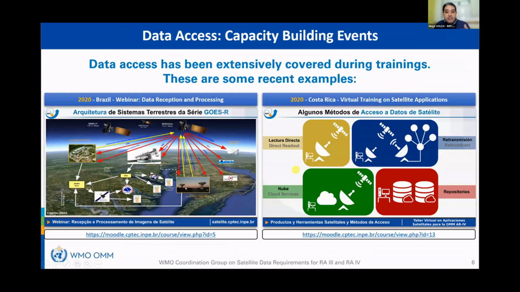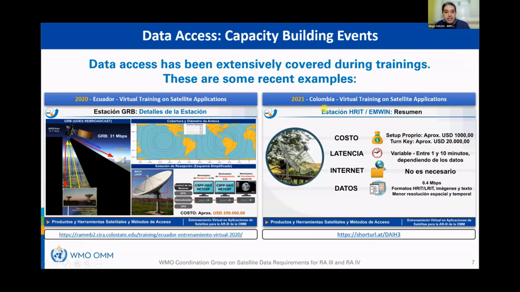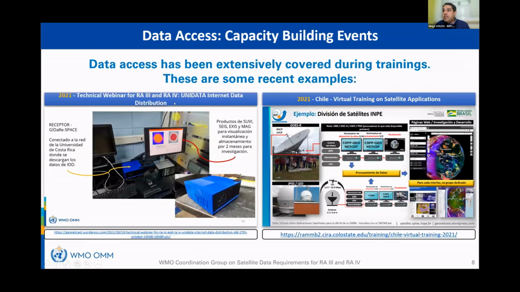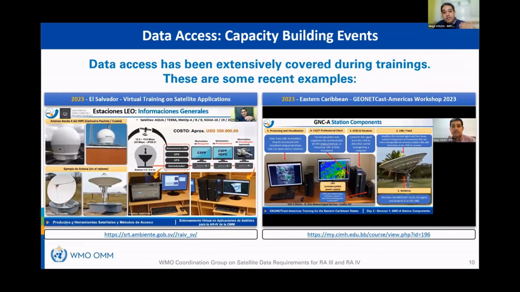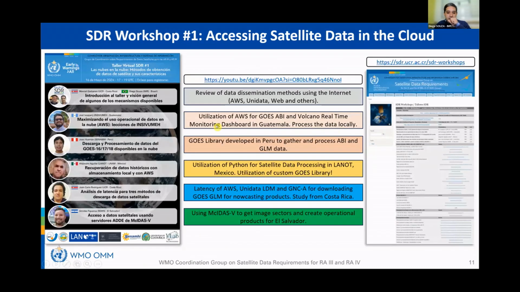And we have been covering this kind of content on many opportunities over the past years: in Brazil, Costa Rica, Ecuador, Colombia, on regional associations 3 and 4 in general, Chile, during hackathons, during Train the Trainers workshops, El Salvador, and Caribbean training, and so on. Also, as we mentioned in our first presentation, the group is organizing workshops covering different topics, including data access. On this occasion, our colleagues from Guatemala, Peru, Mexico, Costa Rica, and El Salvador presented some case studies on how they are accessing data directly from the cloud, either as their primary or secondary mechanism.